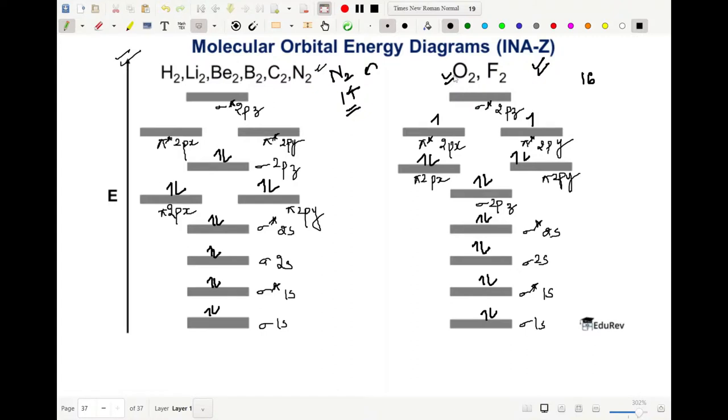Okay, so this is the order of filling of electrons for all the diatomic structures that you have seen. And moving on, we will understand what the meaning of bond order is and how it is related to bond length and bond dissociation energy.